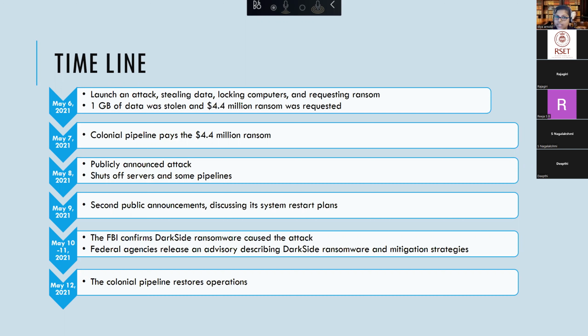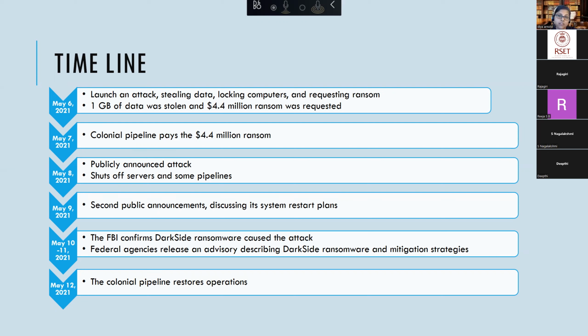And they launched the attack by compromising one of the employees' passwords, which is the VPN password. How they compromised the password is not actually clear, whether they used a phishing email technique, a social engineering technique, or a brute force attack. Anyway, whatever tactics they used, they compromised the password. They used that password in order to get access to the network.